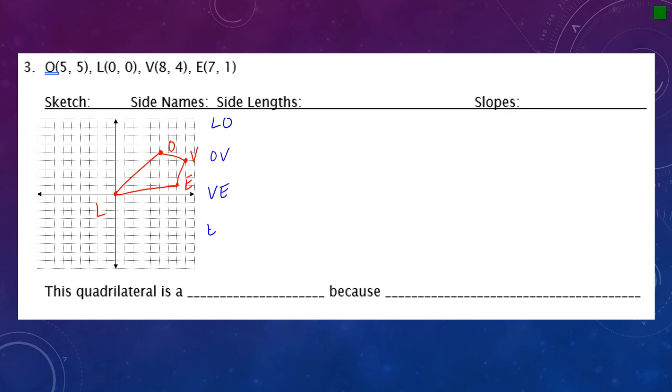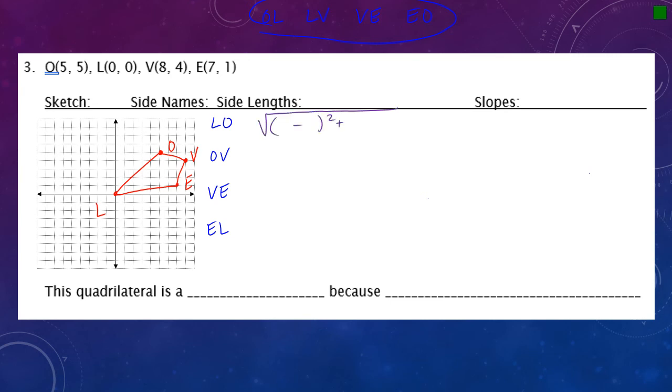VE, and EL. Now, if you did not draw the picture and you just listed out the sides based on what the points looked like, your sides would be OL, LV, VE, and EO. And if you compare these to the ones that I wrote down, you'll see that some of them are different. So you're going to get the wrong answer because you're not finding the right distances. So that's why drawing the picture is very important.